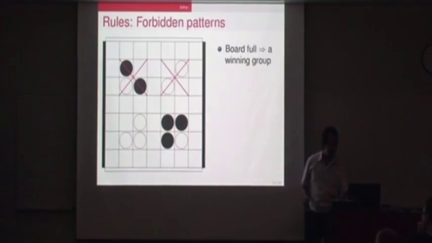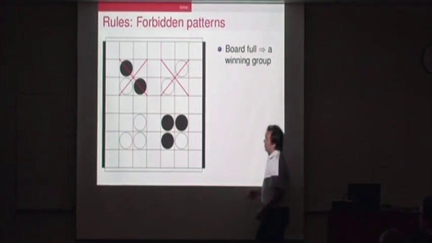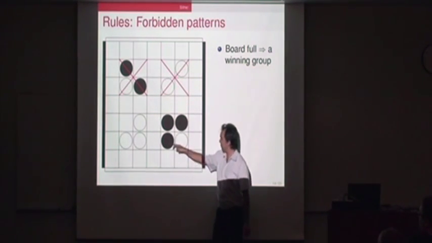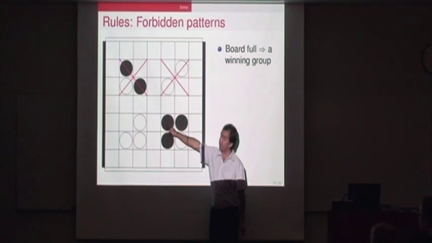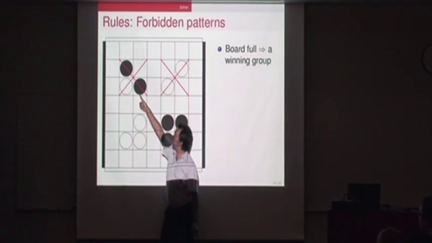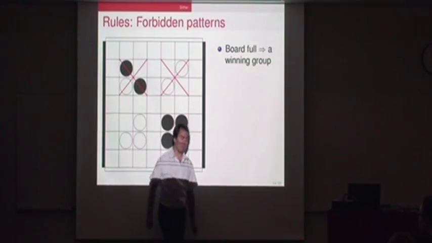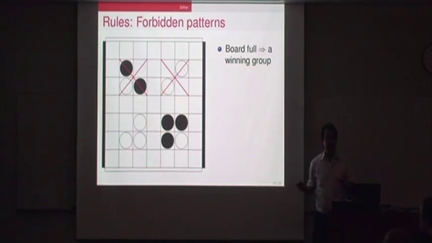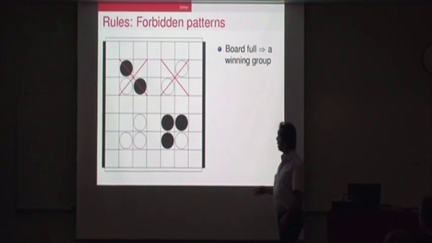Okay, let's make it a bit more precise. We're going to forbid having two stones in diagonal if they're not connected orthogonally. So this is allowed, the two stones in diagonal, because you have a connecting stone. This is not allowed because you're missing a connecting stone there. And this ensures that if you manage to fill the board, then there will be a winning player.